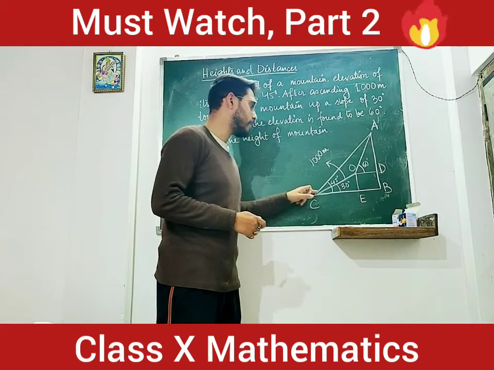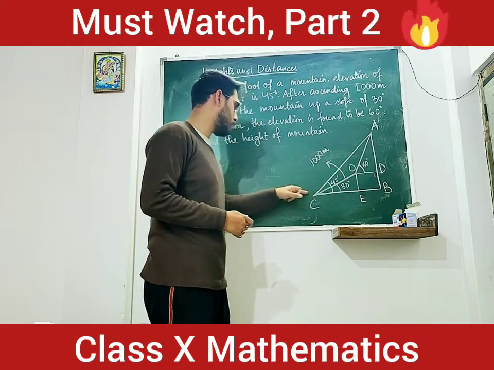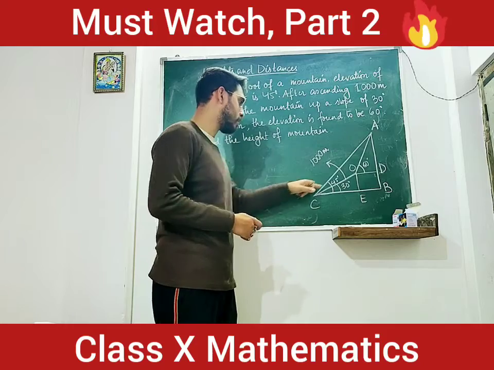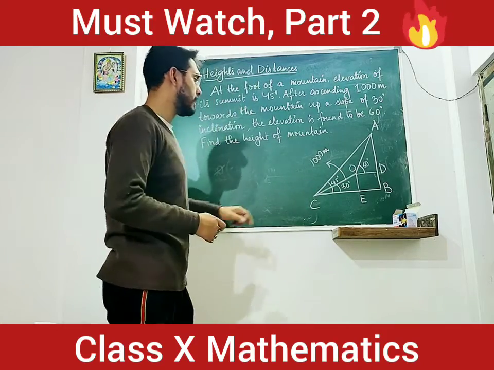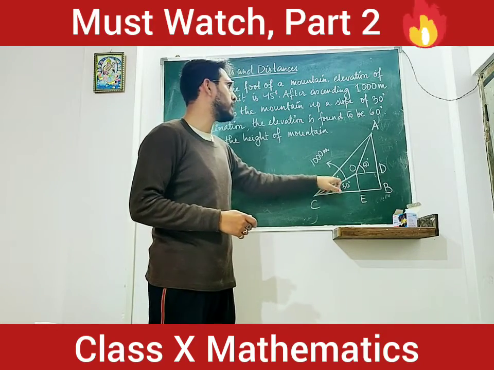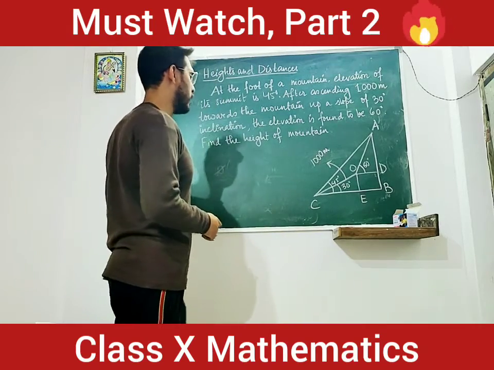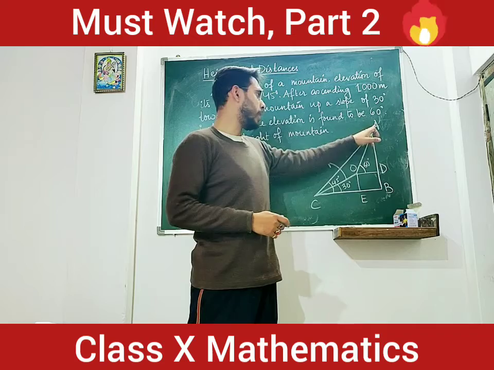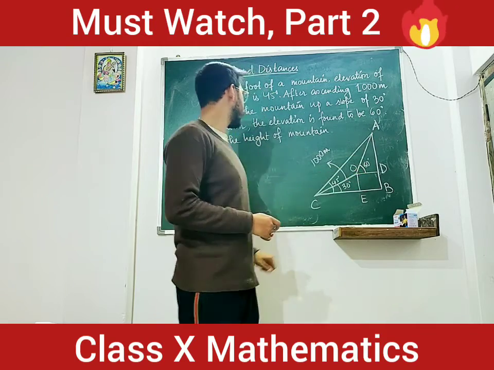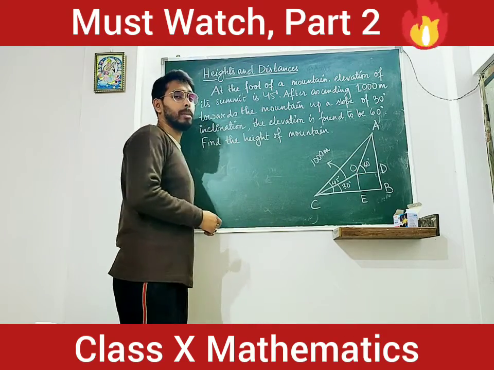So someone has ascended 1000 meters. So this particular CO line is 1000 meters, and the angle of elevation here is 30 degrees. The elevation is found to be 60 degrees now. Now the elevation with respect to the mountain is found to be 60 degrees. So find the height of the mountain.